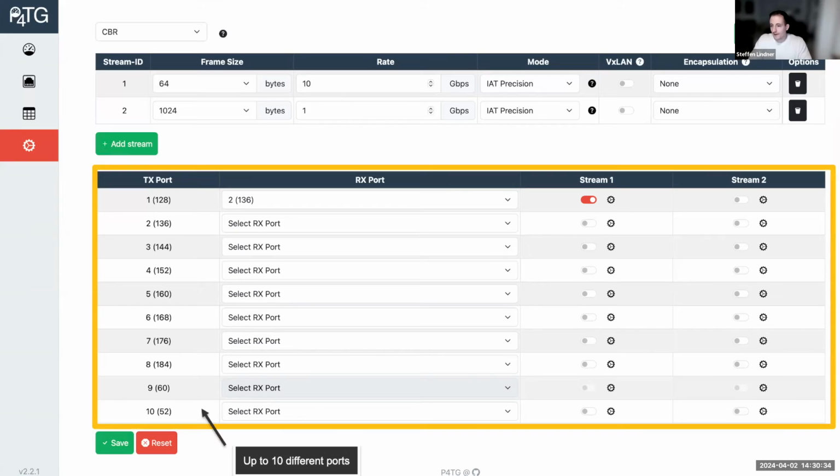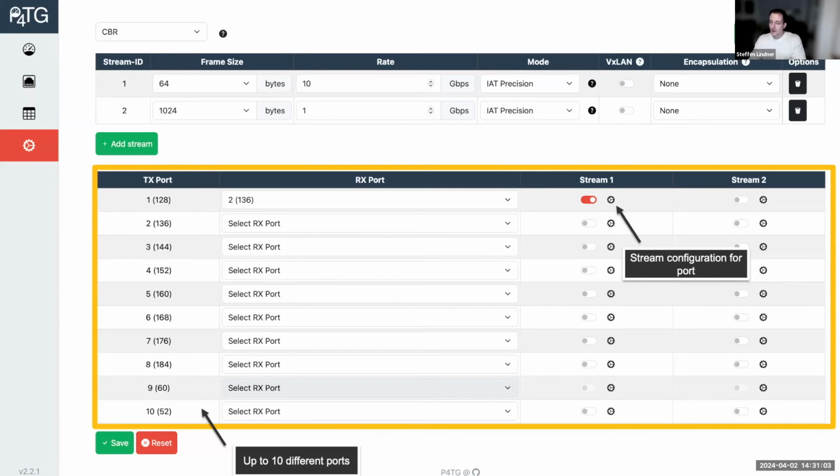Then we can configure which stream should be forwarded over which port. For example, here we configure that on port 1, stream 1 should be sent, and we expect the returning traffic to be received on port 2. Of course, we could also say that stream 2 should also be sent on port 1, and that stream 1 should be sent on multiple ports simultaneously. That's possible, and we don't have to use the first 10 front panel ports. We can configure that as well.